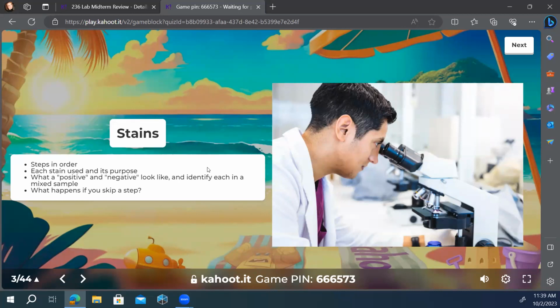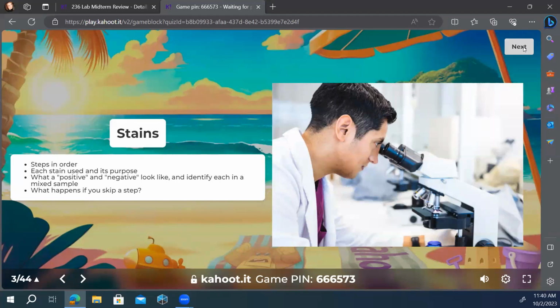Positive and negative stains. Remember that cells have a negative charge. So if it's a positive stain, it's going to stick to the cell itself. If it's a negative stain, it's going to be repelled by the cell. And that's why we see the background getting stained. Also be aware of what would happen if you skipped a step in that process, because I know that's on at least one of the questions. What would happen if you skipped this step? What would your cells look like?